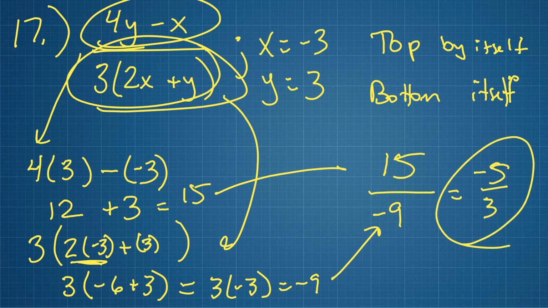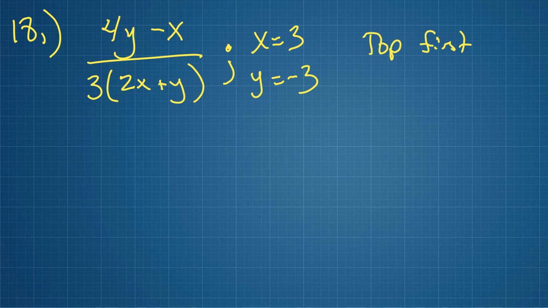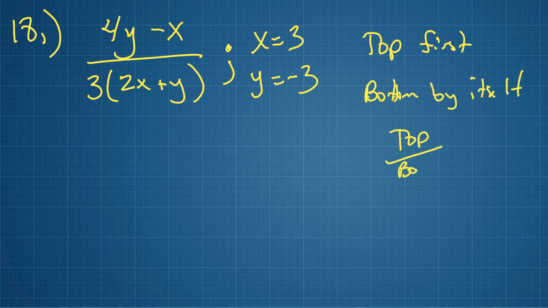All right, and that's it. All right, 18. I have 4. It's the same exact problem. 4y minus x all over 3 times the quantity 2x plus y. This time x is 3 and y is negative 3. So I just switched them. All right. Now, remember, you do the top first, all by itself. Do the bottom by itself. Then you put the top over the bottom. And then see what happens.